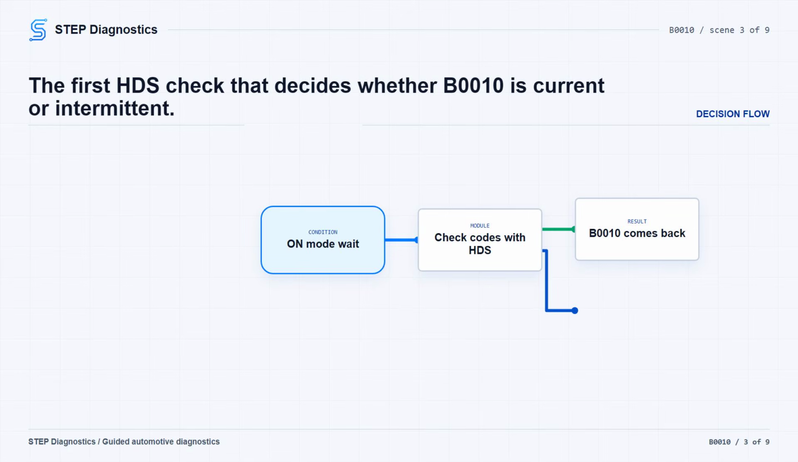Start by verifying the problem. Clear the codes with the HDS. Turn the vehicle to on mode, wait for 10 seconds and check codes again with the HDS. If B0010 comes back, the failure is duplicated and you move into the passenger airbag inflator circuit check. If it does not come back, treat it as an intermittent fault and remember that the system is okay at this moment. If other codes are present, check what they mean first, instead of forcing this diagnostic path.